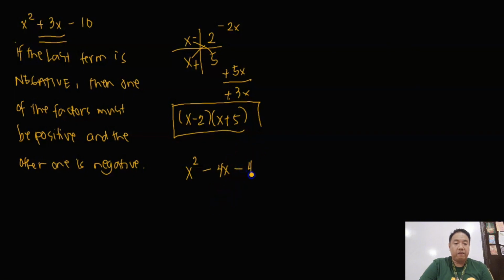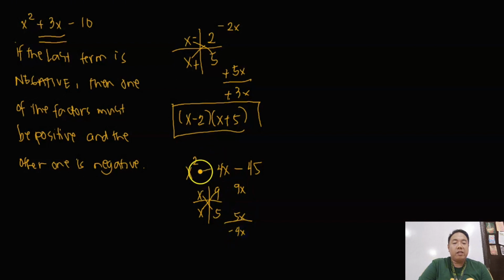minus 45. Sir, paano po ba yan? Ibig sabihin po ba niya, dahil parehong minus yung factors? Hindi po. Basta ang usapan natin, pag negative ang last term, pareho po dapat isang positive at isang negative, dapat na maging sagot po natin. So, factors of 45. So, we'll have x and x. 45 will have 9 and 5. So, this is 5x. The other one is 9x. O, ang middle term natin, ang dapat na maging sagot ay negative 4x.